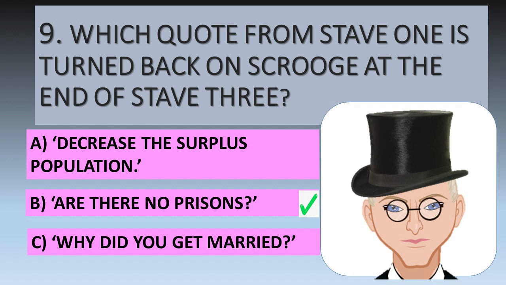"Why did you get married?" is what Scrooge says to Fred. That's not repeated ironically by this ghost, but he does say at the end, in regards to the two children that come from his robe, "Are there no prisons?" when Scrooge asks if anything can be done for them. So he turns Scrooge's words back on him as he walks away from Scrooge.